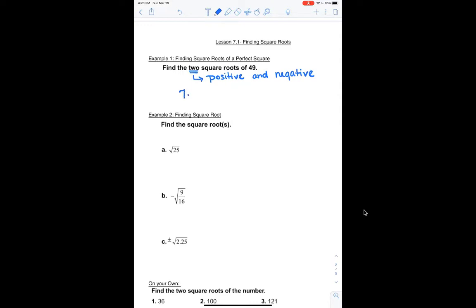If you think about it, 7 por 7 es 49. Now that's the positive. How about the negative? Yep, eso también trabaja. Negative 7 times negative 7 todavía te da positivo 49. Entonces, cuando ellos te preguntan las dos respuestas, los dos raíz cuadrado, ellos están hablando de positivo y negativo. So, square root of 49 would be 7 and negative 7.